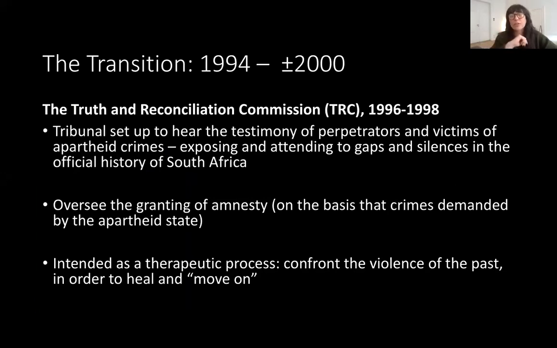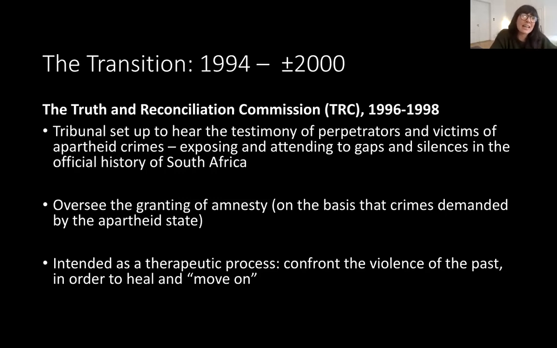This is the time of the Truth and Reconciliation Commission. It's often referred to as the TRC, and I talked a little bit about that when we were going through the timeline. But just to remind you that the Truth and Reconciliation Commission was a tribunal that was set up to hear the testimony of perpetrators and victims of apartheid-era crimes.